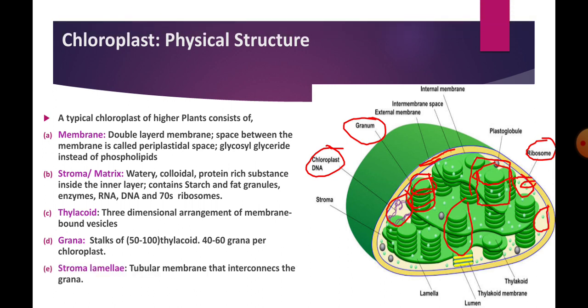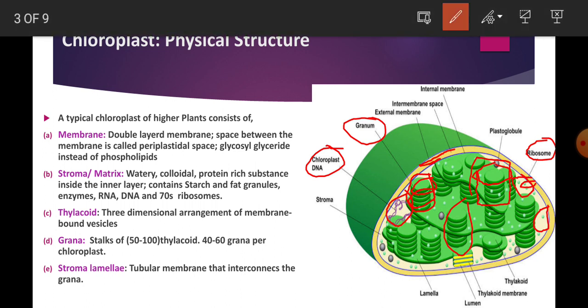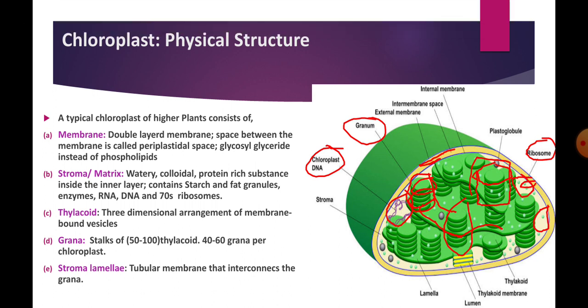Stroma lamellae. You are seeing here these membranes are somewhat connected to each other by other membranous structures, and these tubes are called stroma lamellae. So they interconnect the grana.